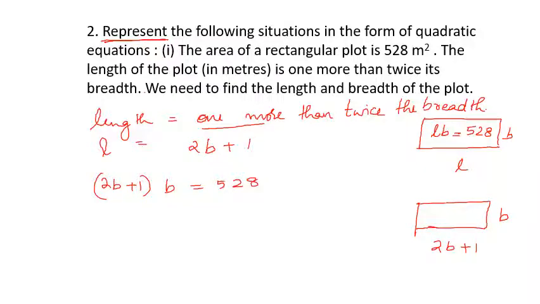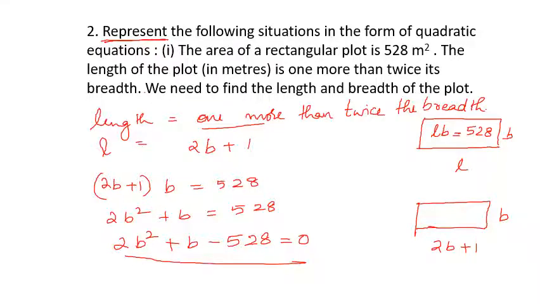So when you open the bracket, you get 2b square plus b is equal to 528, or 2b square plus b minus 528 is equal to 0. So this is the required equation. You need not solve it. You are just asked to represent the situation. So we have represented the situation, children.